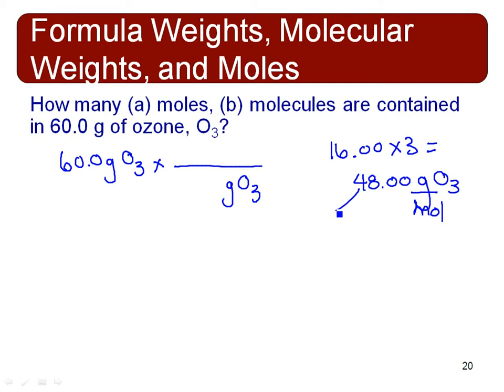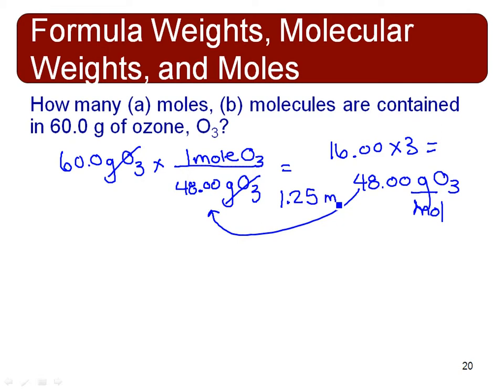Okay, so this number goes here, because grams has to be on the bottom because these have to cancel, and we know this is always based upon 1 mole. So anytime we go to the periodic table and we get our molar mass, it's based on 1 mole. If we take 60.0, divide it by 48.00, we get 1.25 moles of ozone.